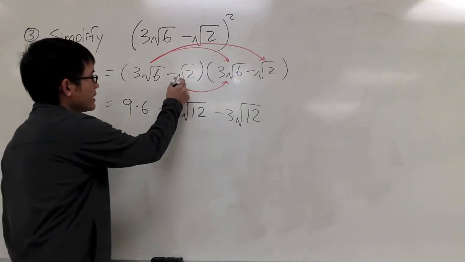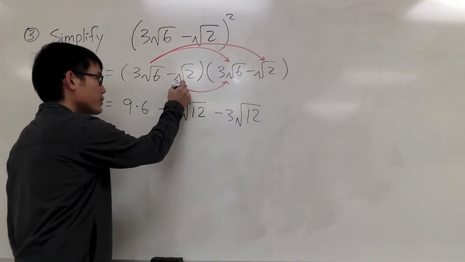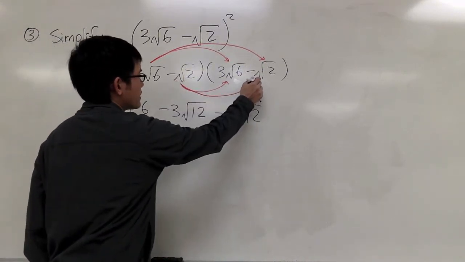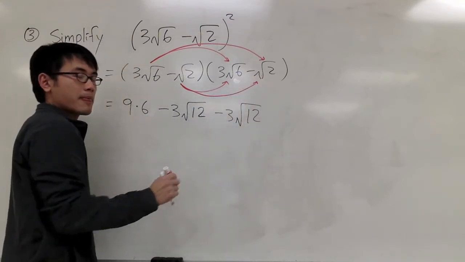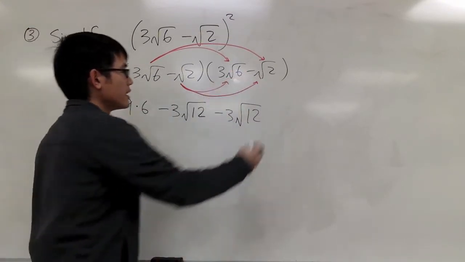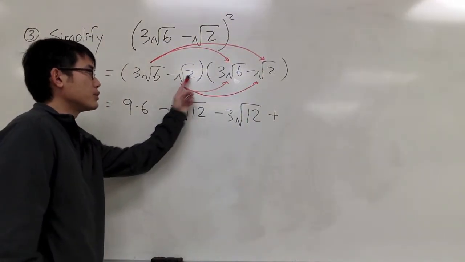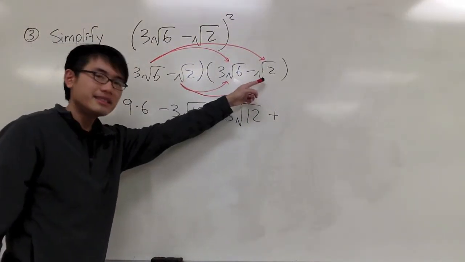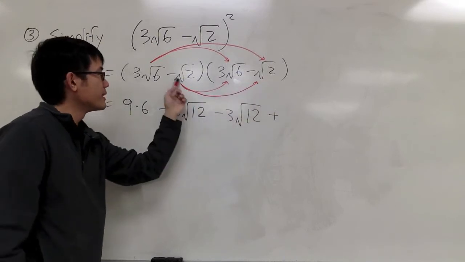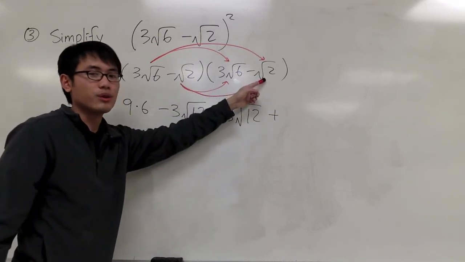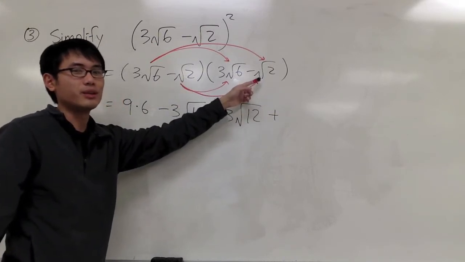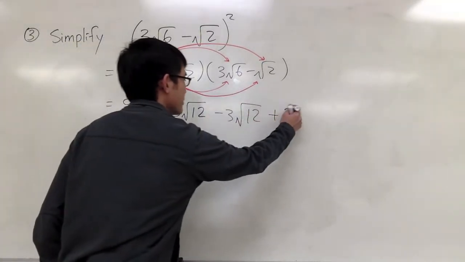And the last part, I'll take the square root of 2. Negative square root of 2 times negative square root of 2. Negative times negative gives us positive, and 2 times 2 is equal to 4 inside of the square root. So this times this is square root of 4, which turns out to be a regular 2. Positive 2, 4 plus 2.